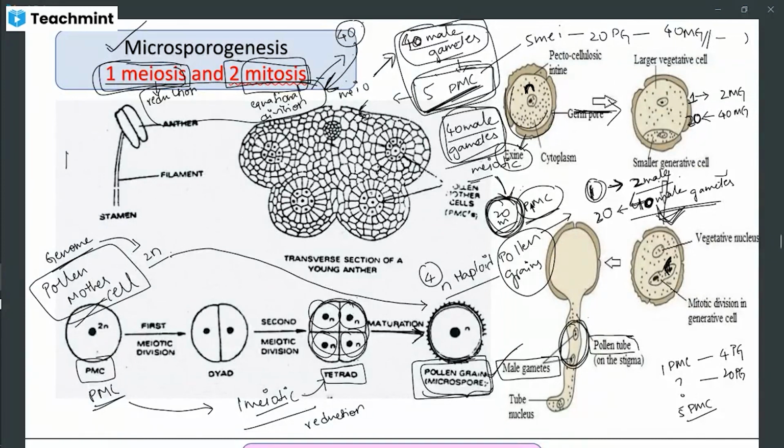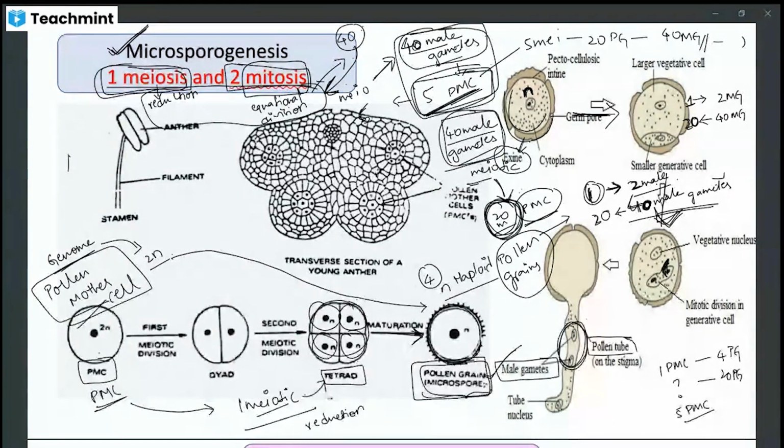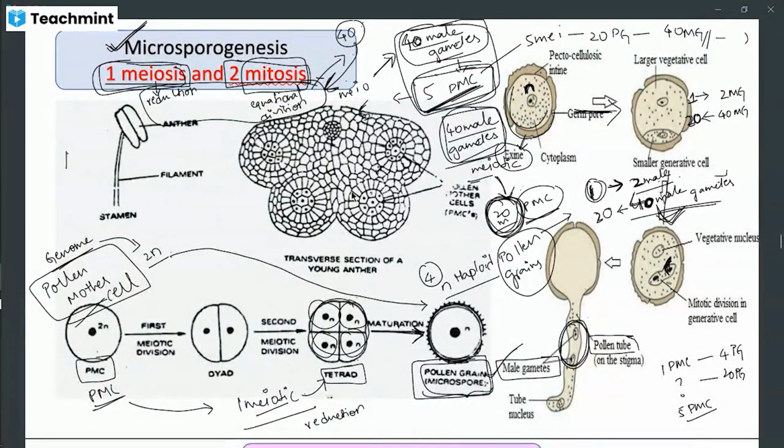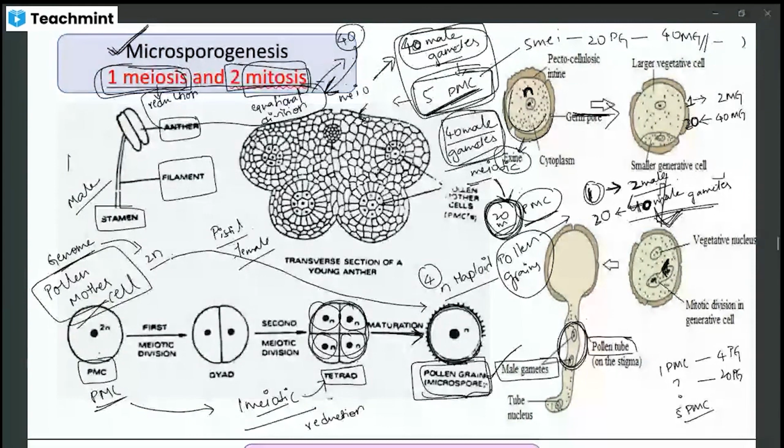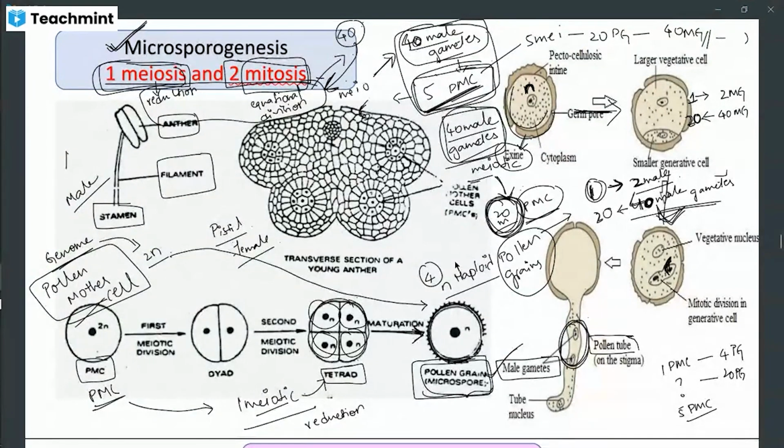So this is microsporogenesis. And you also need to know what the function of the tube nucleus is. See, the stamen consists of both anther and filament, right? Yes, sir. So what do you mean by pistil? Sir, stamen is the male reproductive organ in plants. Yes, and pistil is the female reproductive organ. So what does pistil comprise of? Stigma, style, ovary. Stigma, style, and ovary. Just give a minute, I'll finish.